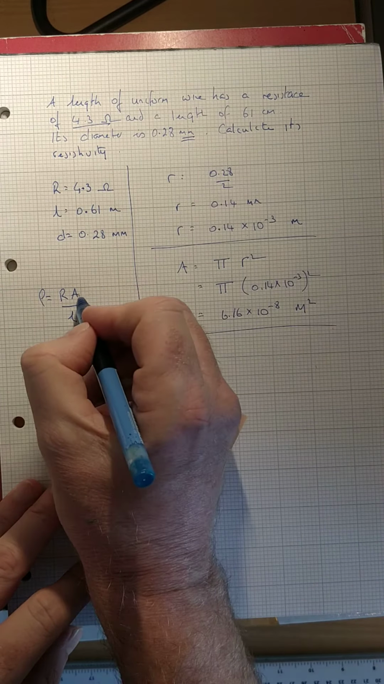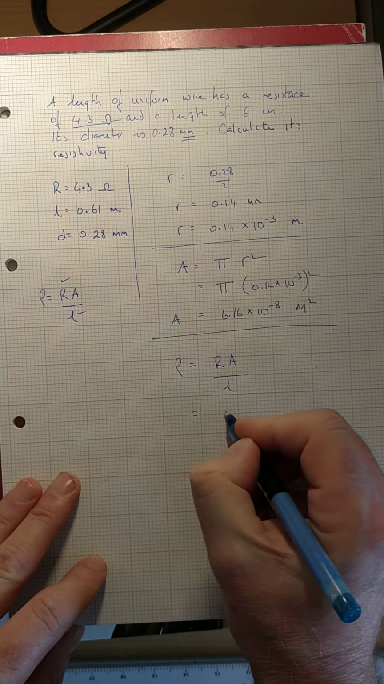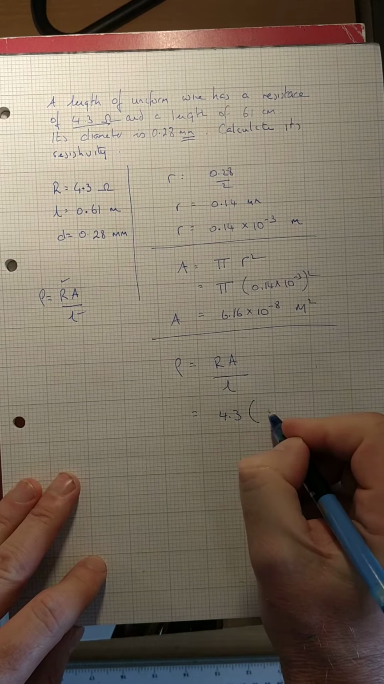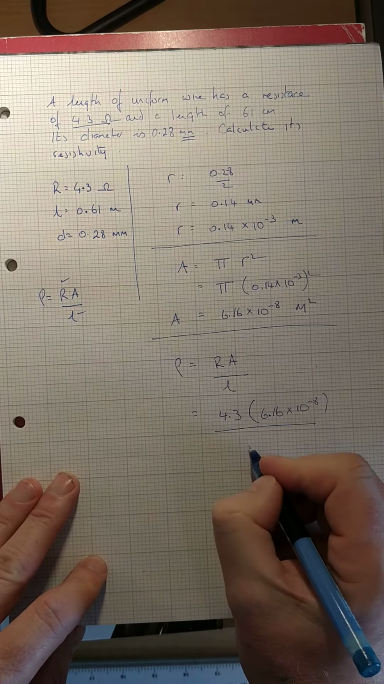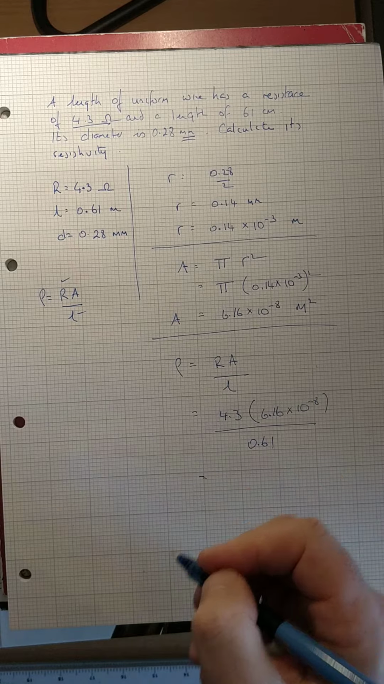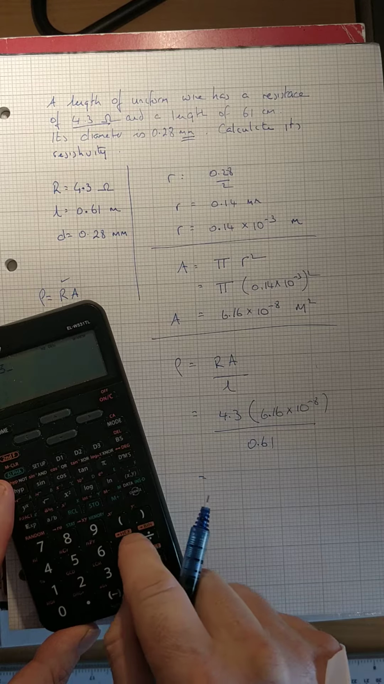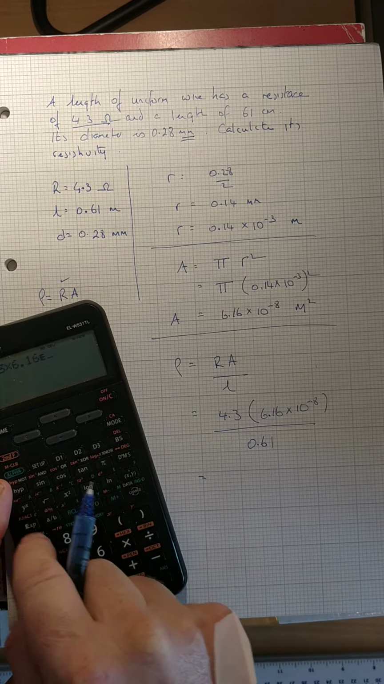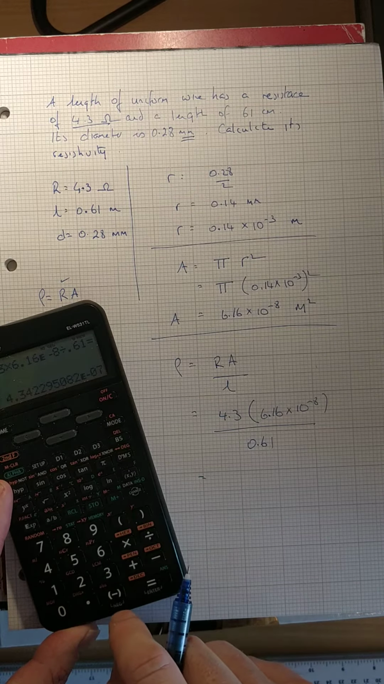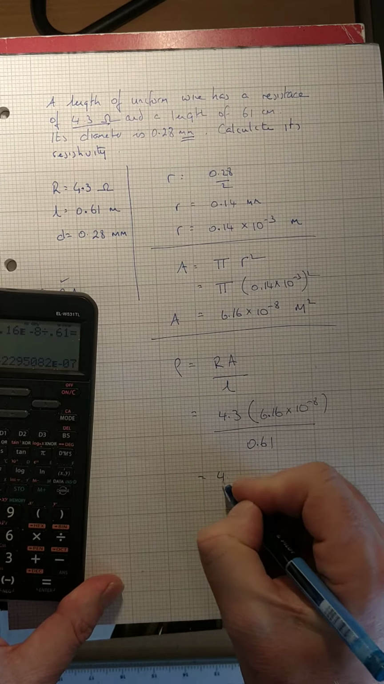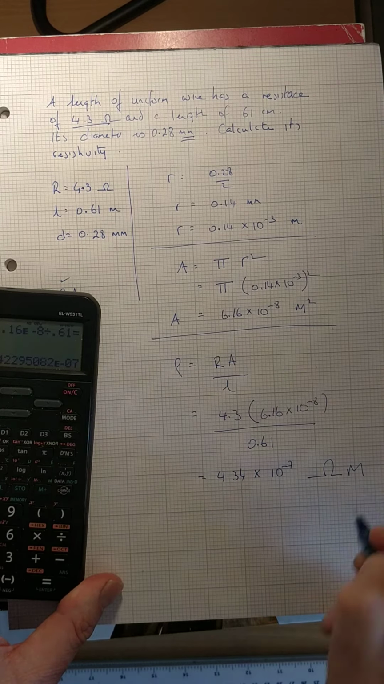So we are now in a position, we have resistance, we have length, to get the resistivity. So it's the resistance, which we were given as 4.3, by the area, 6.16 by 10 to the minus 8, over the length, 0.61. So work that out: 4.3 multiplied by 6.16 by 10 to the minus 8 divided by 0.61, and we end up with an answer of 4.34 by 10 to the minus 7. And remember the unit, ohm meters.